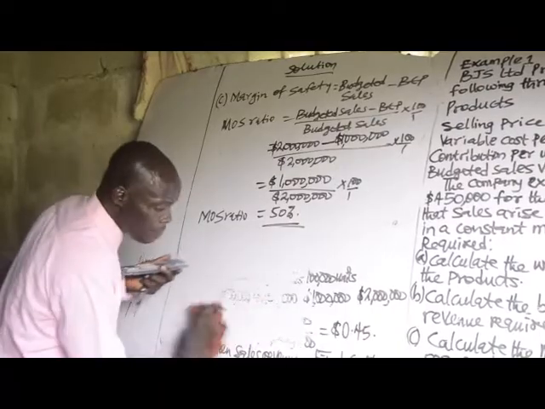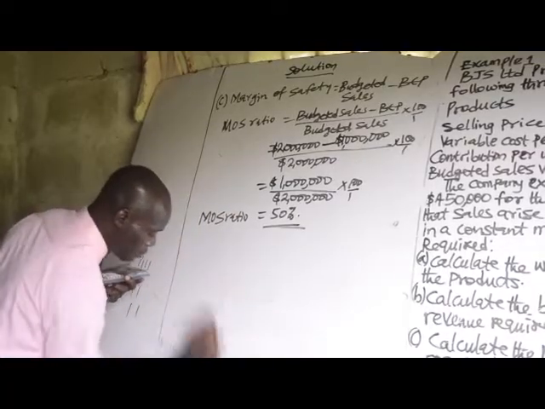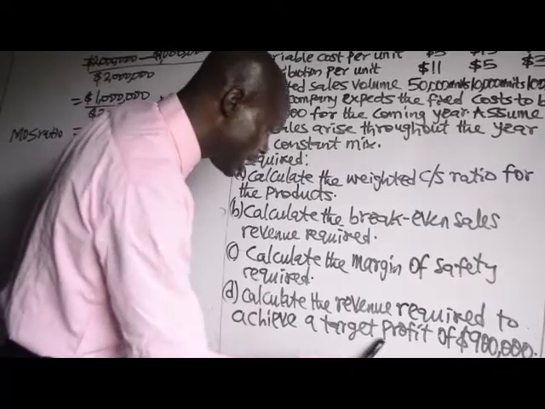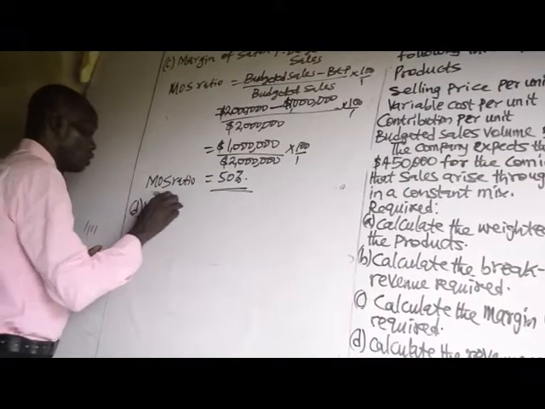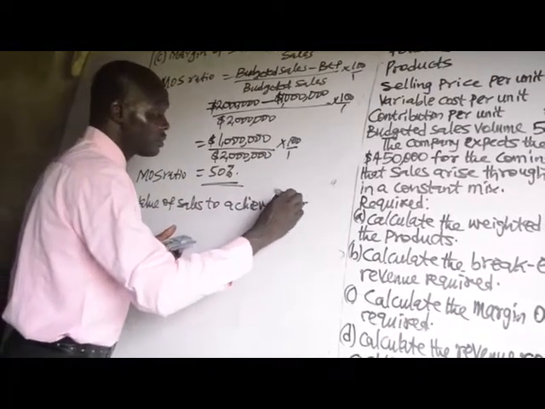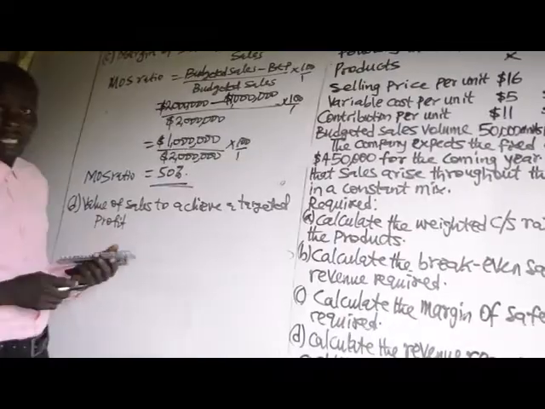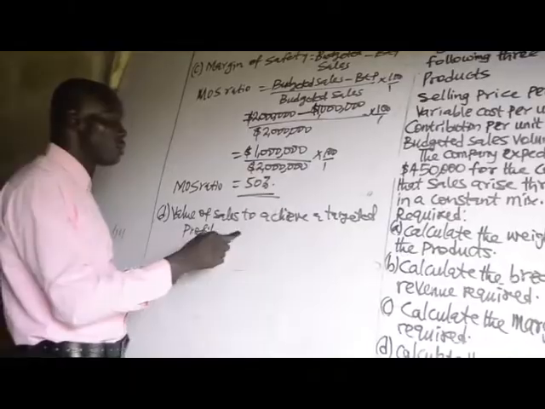Now, requirement D. Back to the question. Calculate the revenue required to achieve a target profit of 900,000. Value of sales now to achieve a targeted profit. If you have watched my earlier presentation where I consider the various formula for break-even analysis, then you will know the right formula to use.